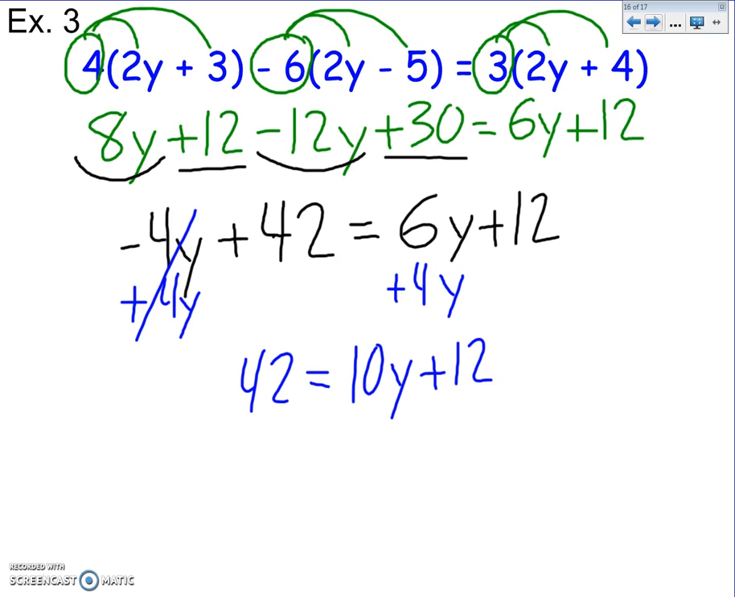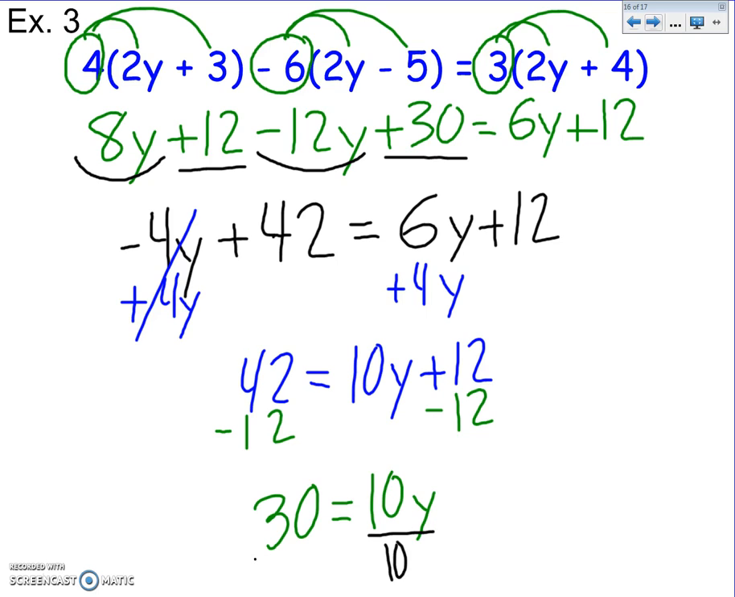Isolate the variable. Get that y by itself. Move the numbers next to it. This 42 should not be moved at all. Move the number that's not attached to it. So I'm going to move the positive 12 by subtracting 12. So 30 equals 10y. Then I repeat step 4 again. I need to get rid of that 10. That's 10 times y, so I'm going to do the opposite, division. So here I get y equals 3.